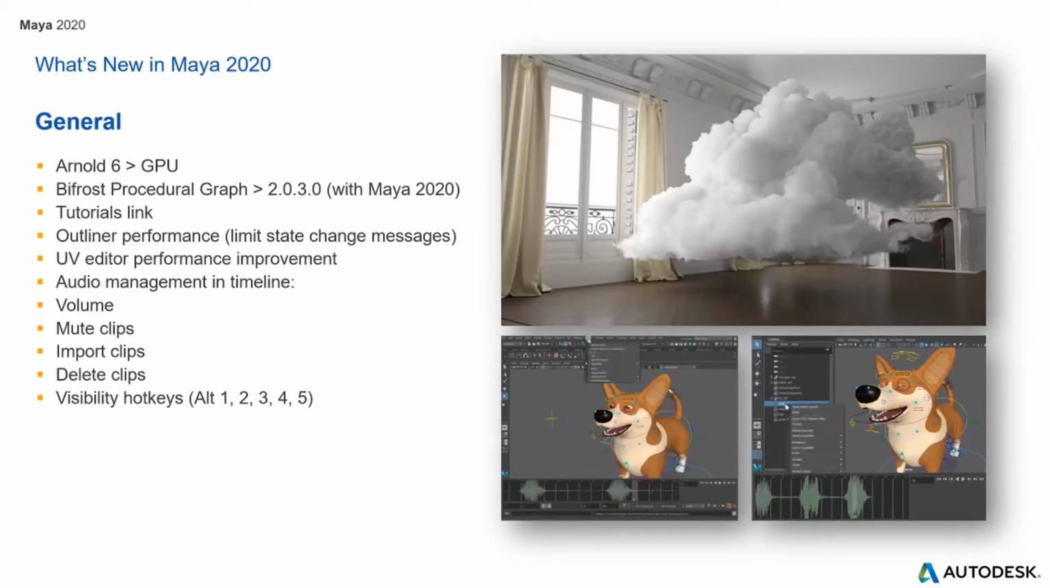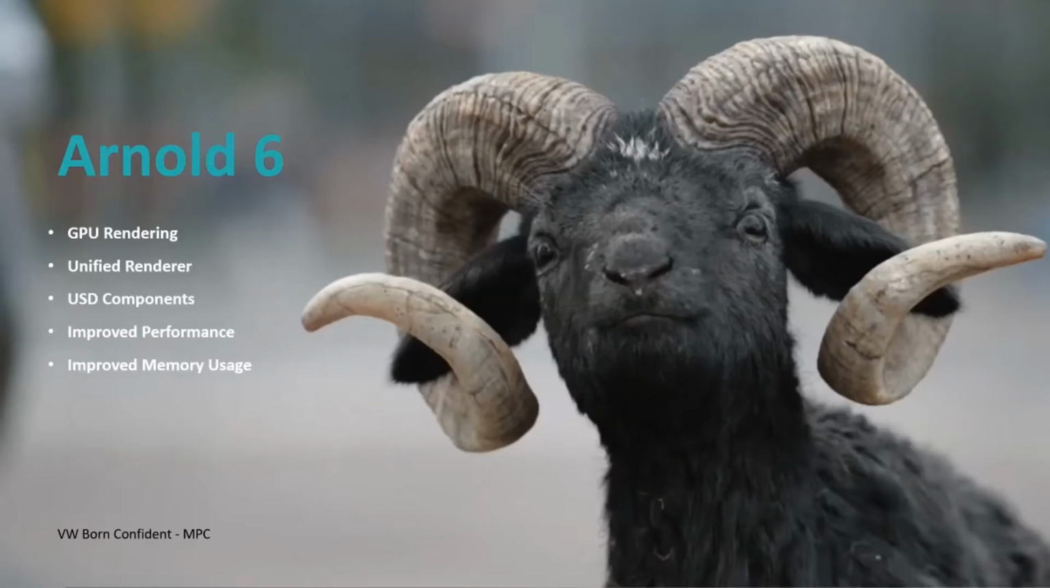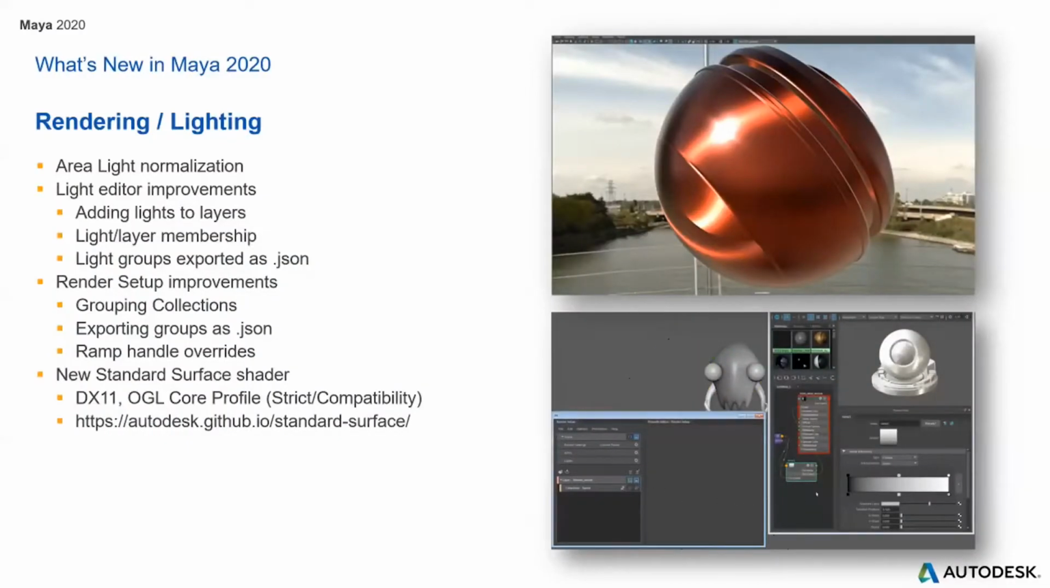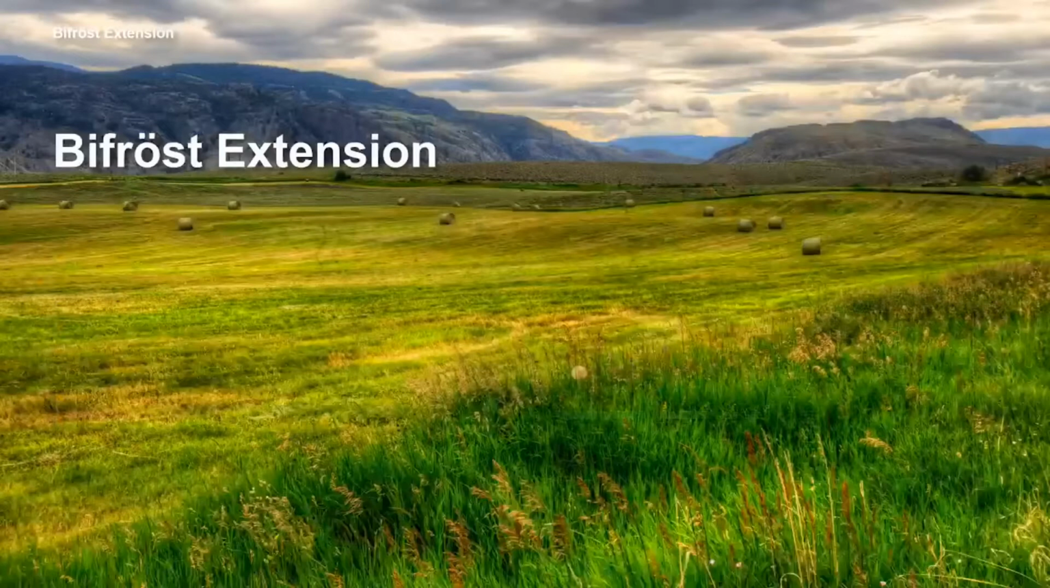That's the importance here. As I said, Arnold 6 will be shown by John-Paul Giancarlo. The GPU rendering is the most impressive thing, but also USD components are certainly very interesting to most of you. There are, of course, some things inside Maya concerning the lighting and rendering. So light editor improvements, for example, or render setup improvements are things worth mentioning here. More details are in the what's new and the release notes, of course. So I'm not going to dive too deep into this one here. And Bifrost, as I said, the Bifrost extension presentation will be done by John Capleton. So let's jump onto modeling.